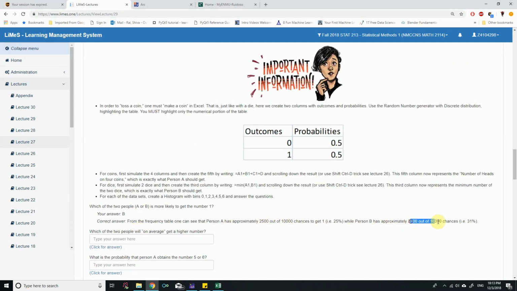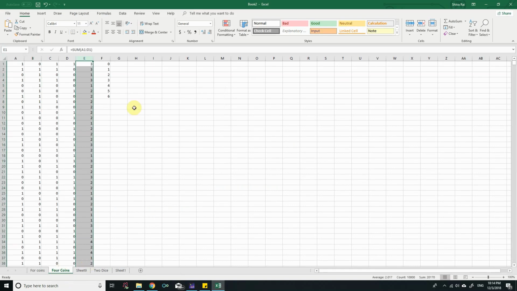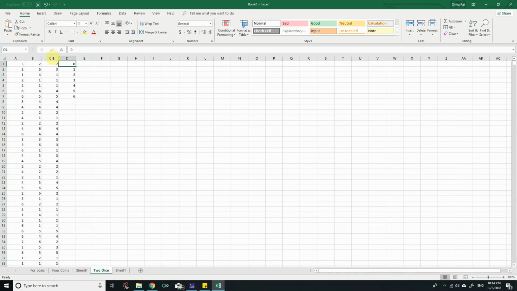Okay, all right, that's good. Which of the two people will on average get a higher number? Then you can see that for 4 coins, the average higher number is 2.0, and for 2 dice, the higher number is 2.55. So it's quite apparent that person B will be getting the highest number.